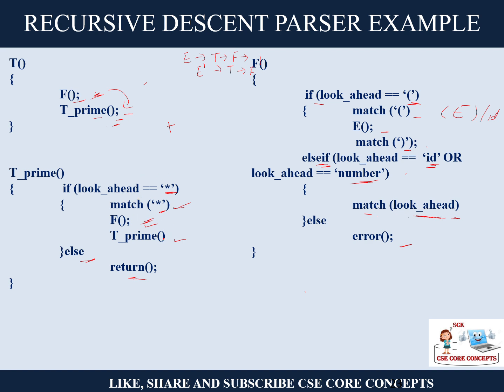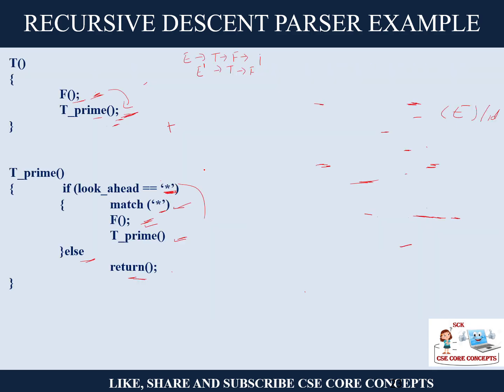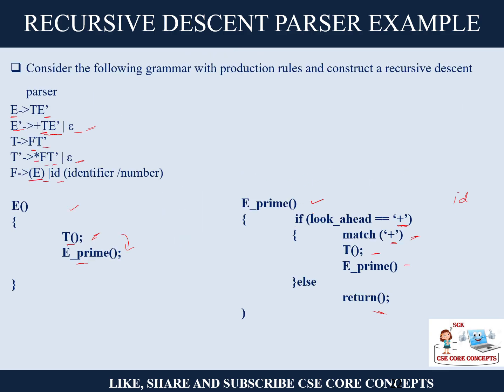Now again you are giving a call to T prime recursively. So when you go here, you ask look ahead is star. No, now look ahead is no more star, right? So your look ahead is now ID. So you go to the else part and you return T prime here. When you return T prime here, this is end of your T function. Go back to your calling T function. T function has been called from here, right? So it is done. Now you go to the next line, that is calling your E prime again.